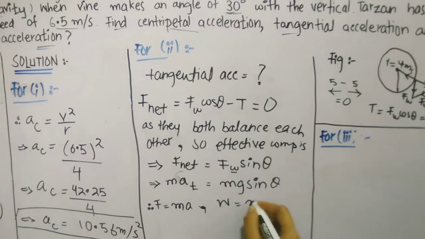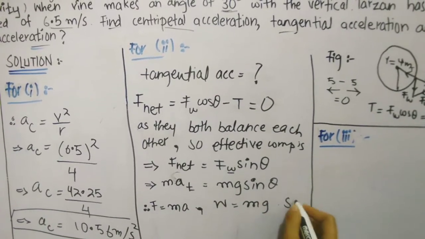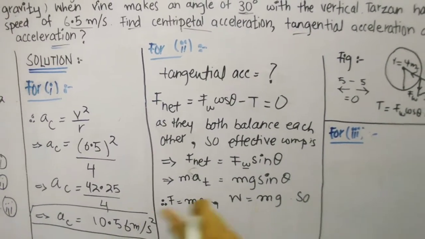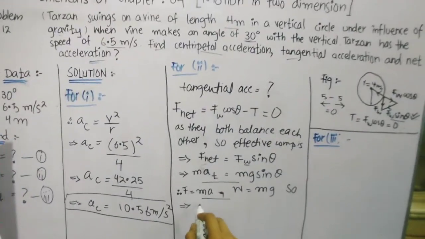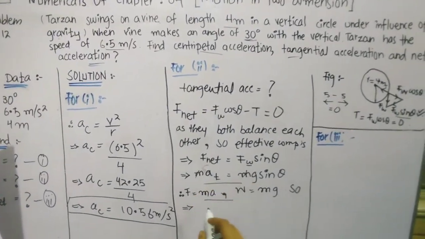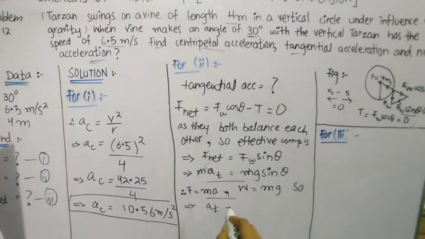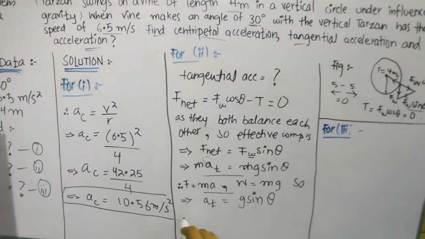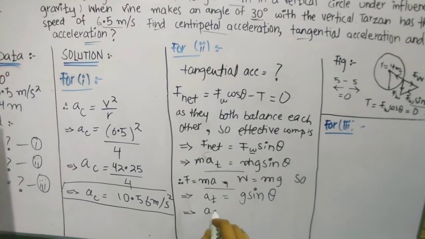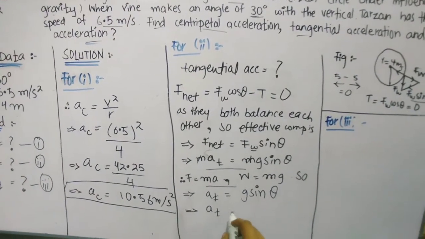We also need to show what we have done, so I'm going to write it. Now we're going to cancel the mass, because it can be cancelled easily. Here m is cancelled, and now we got this. Our expression reduces to a_t equals g sin theta. Now you have gravity and you have theta, so you can easily find tangential acceleration.